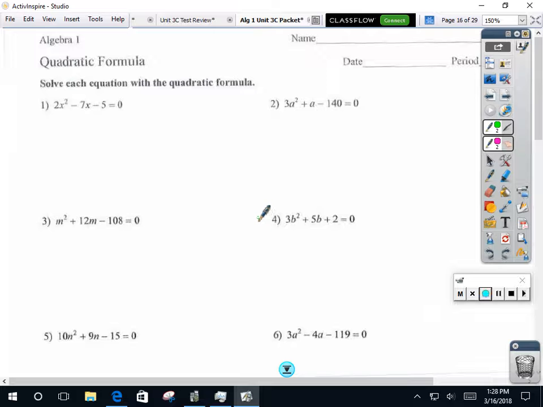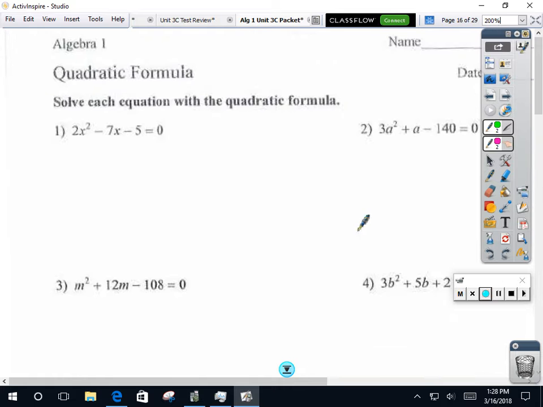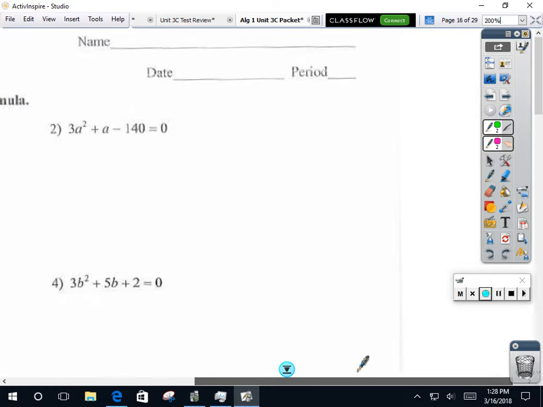What numbers did we do yesterday? Okay, so let's start with number 2. 14. Okay, the directions on this page are to solve the following using the quadratic formula. What do you check first when doing the quadratic formula?